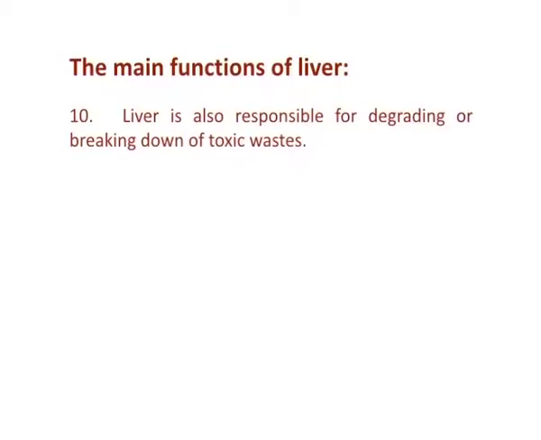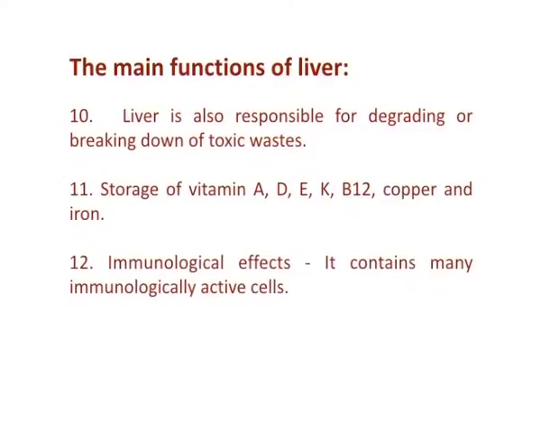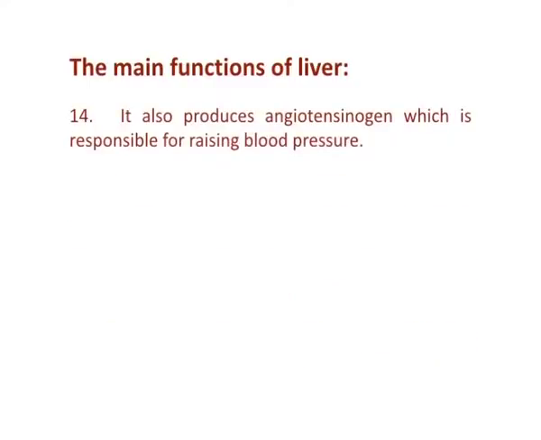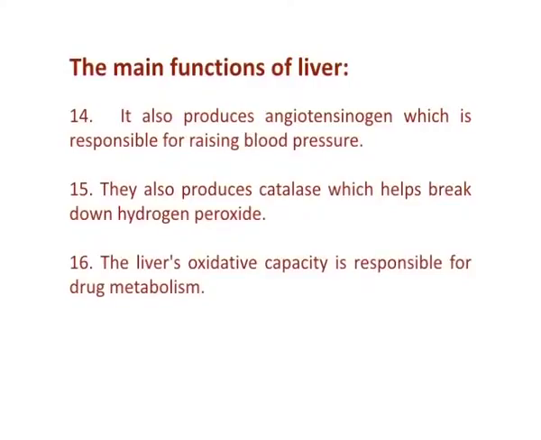Number 10, liver is also responsible for degrading or breaking down of toxic wastes. Number 11, they also store vitamins A, D, E, K, B12, copper and iron. Number 12, immunological effects. It contains many immunologically active cells. Number 13, production of albumin responsible for maintaining oncotic pressure. Number 14, it also produces angiotensinogen which is responsible for raising blood pressure. Number 15, they also produce catalases which help break down hydrogen peroxide. Number 16, the liver's oxidative capacity is responsible for drug metabolism.